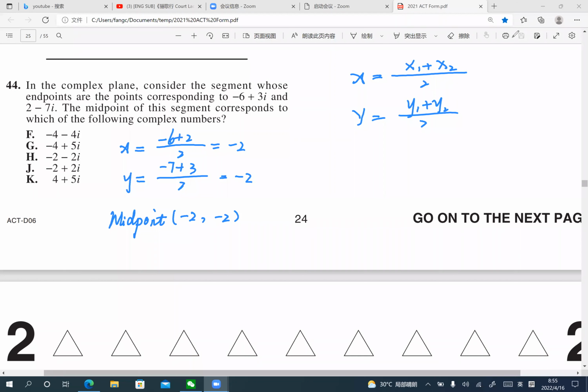Question 44. In the complex plane, consider the segment whose endpoints are the points corresponding to -6 plus 3i and 2 minus 7i. The midpoint of this segment corresponds to which of the following complex numbers? So on the right, I wrote down the midpoint formula. According to the formula, the x-coordinate of the midpoint equals -6 plus 2 divided by 2, which is -2. And the y-coordinate is 3 plus -7 divided by 2, which is -2. So the coordinates of the midpoint are -2, -2. So we should choose option H, question 44.